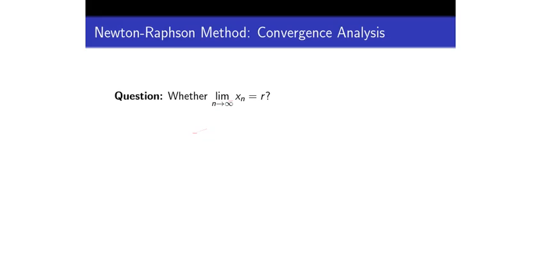So the question is whether the generated sequence xn plus 1 always converges. At each step you are getting a new xn, right? X naught will give you x1, x1 will give you x2. So you are generating a sequence of numbers. Whether it always converges to the root r, that's a very important question. As you have seen in 2 different examples, in one example it converges, and in the other example you see that it fails. So it depends. So what is the guarantee then?